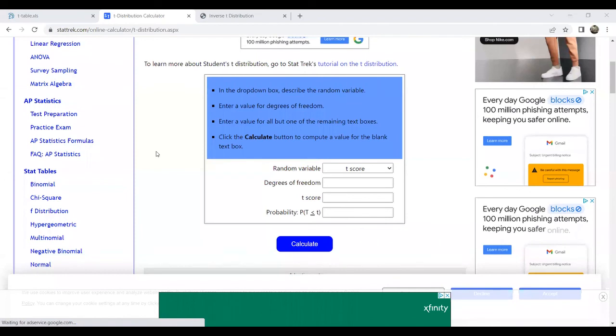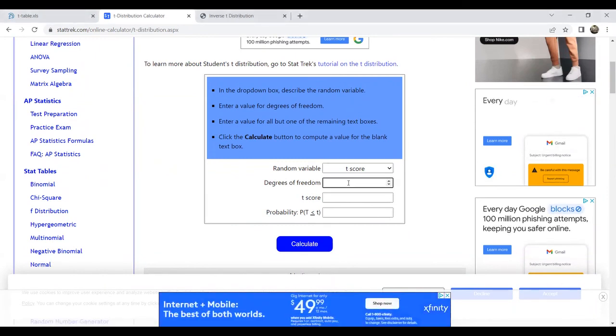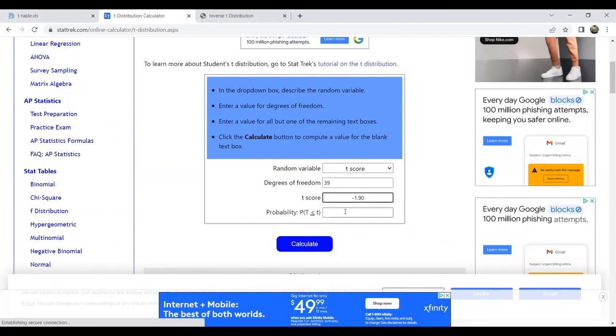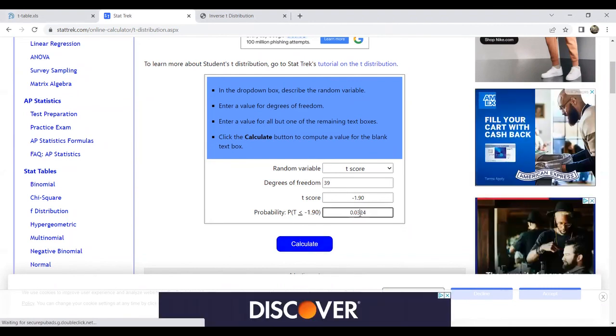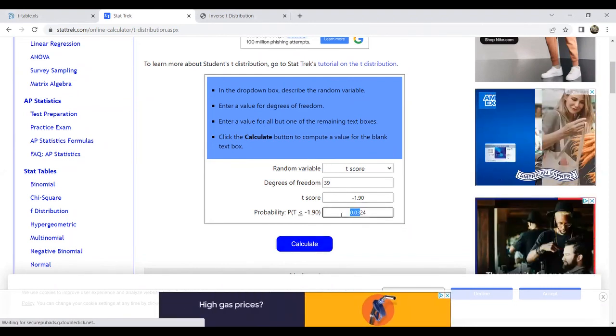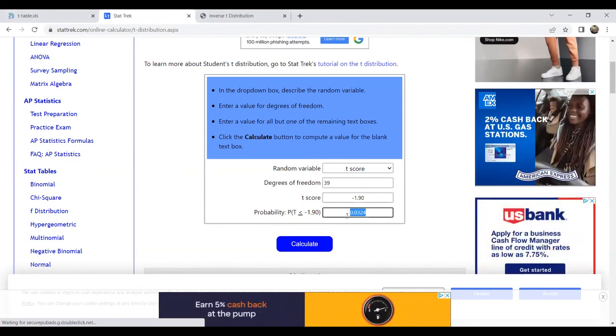Very good. Let's take a look at this website. It says random variable t-score. The degrees of freedom, it's 40 minus 1, which is 39. The t-score that we calculated is negative 1.90, and we need the probability of t less than or equal to this t. So let's see, you have about 3%. All right. So the area that is given to us is 3%.